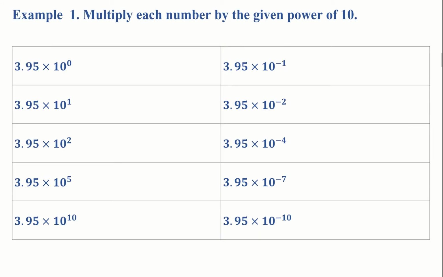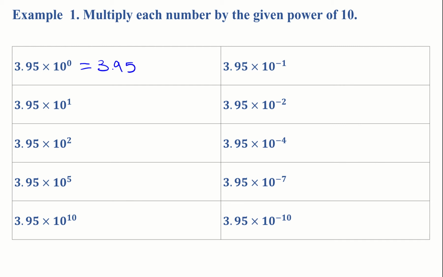So let's take a look at some multiplications by powers of 10. Since these numbers are actually in scientific notation, this is going to be a conversion to standard notation. We'll understand scientific notation more accurately in a minute, but all this background will help you understand it better. So for example, with 3.95 times 10 to the 0, remember, multiplying by 10 to the 0 is like multiplying by 1. So this is not going to move the decimal at all.